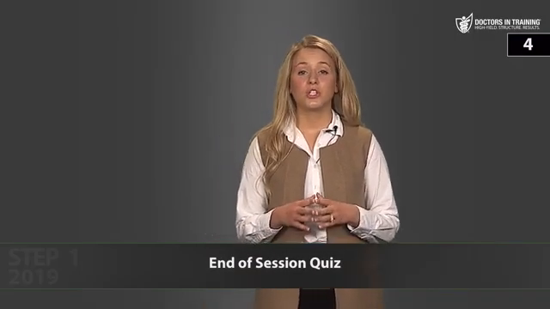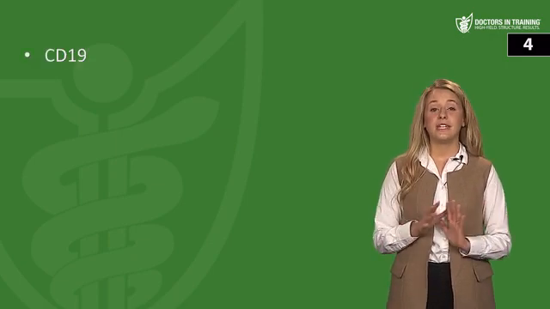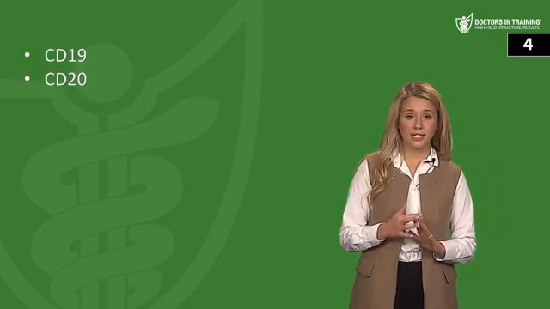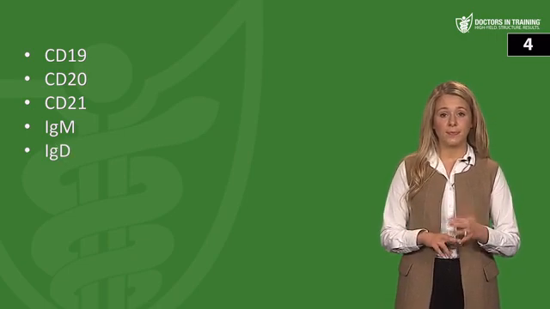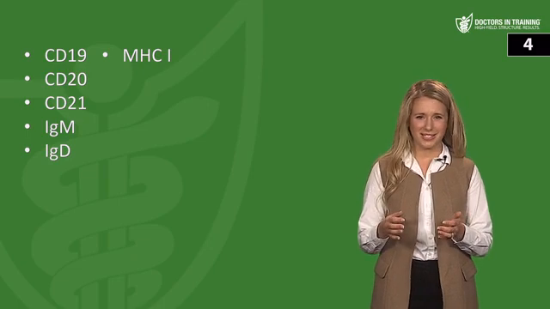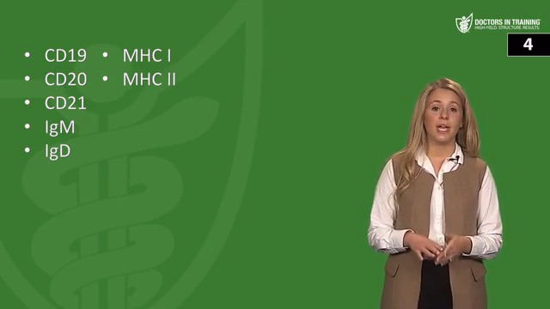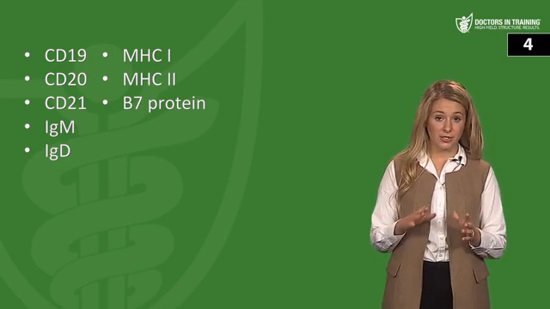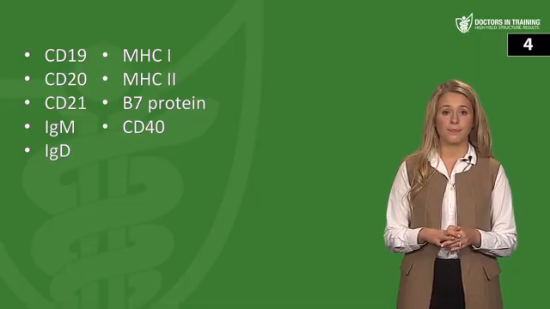Let's go over the answers. First question, which surface markers are found on B cells? The ones that are unique to B cells include CD19, CD20, CD21, IgM, and IgD. Then they also have MHC1 because all nucleated cells express MHC1, and they have MHC2 and a B7 protein, either CD80 or 86, and also CD40.